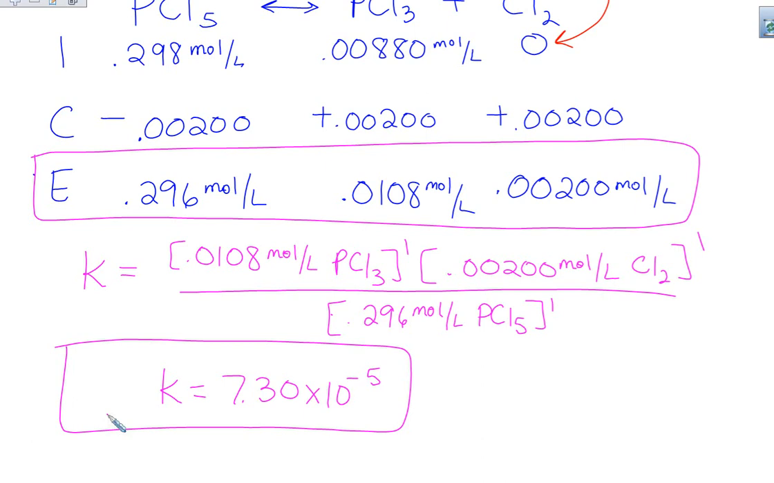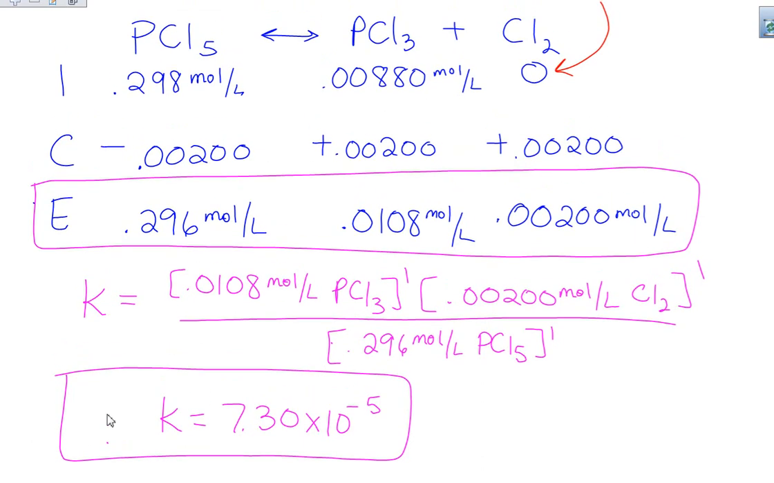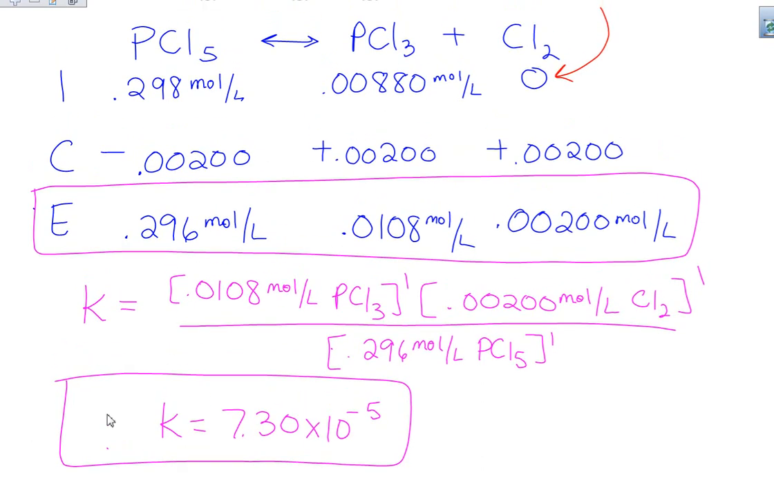This is a great example of how to set up an ICE table. Now, this would maybe be an easy one, where we're given a 0, so we know it shifts forward. We're given one of the equilibrium concentrations, so we know by how much we're going to shift. Let me show you how we could make this more fun.